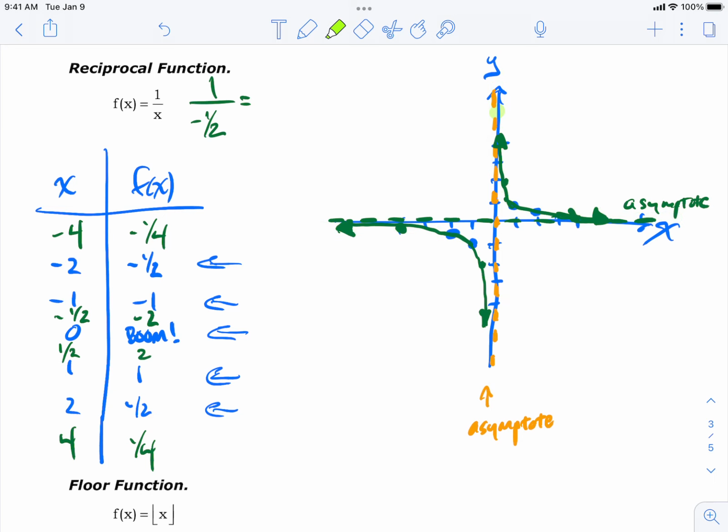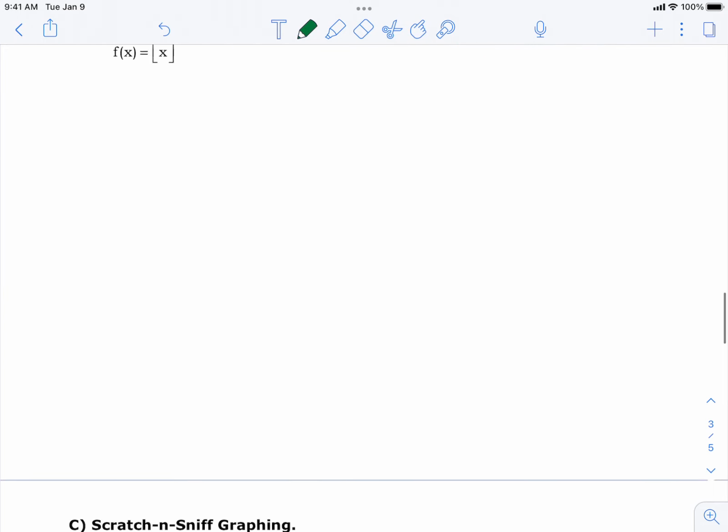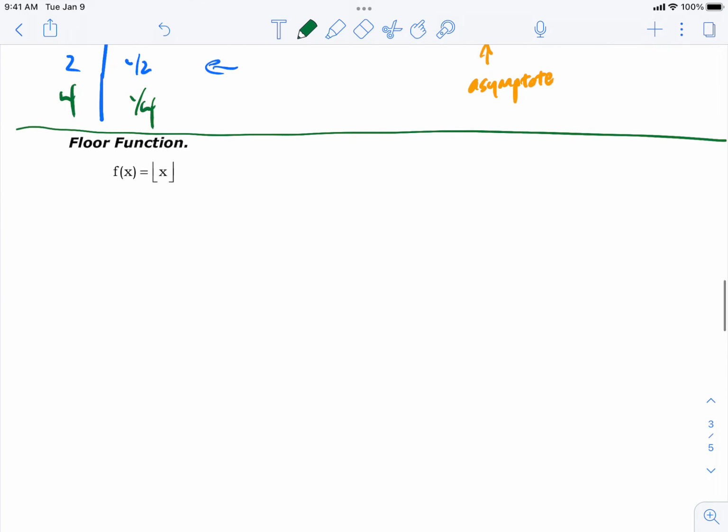Okay, let's see now here. I think I got one more function to look at. One more function for our library, and then we'll just start playing with the functions a little bit at the end. So one more function to look at. This one's called the floor function.